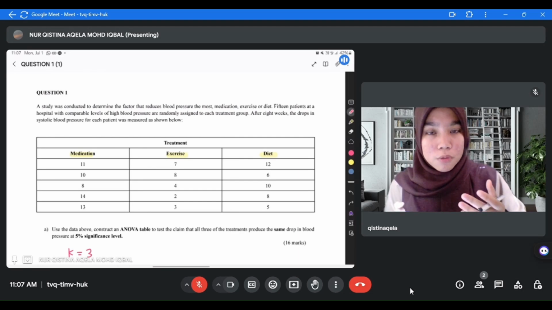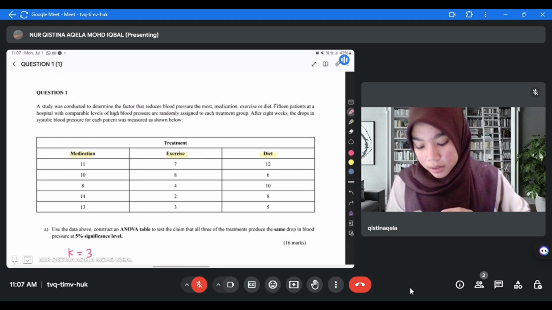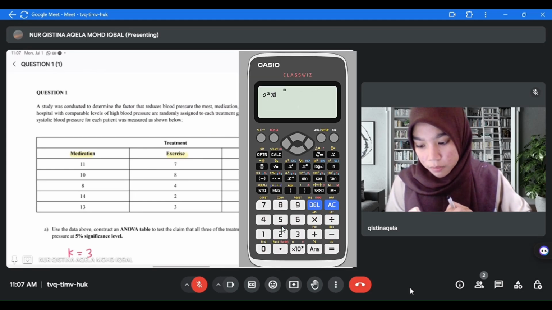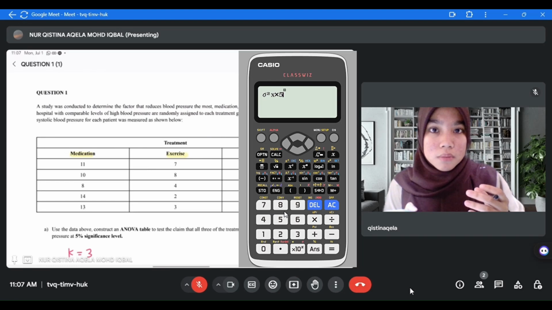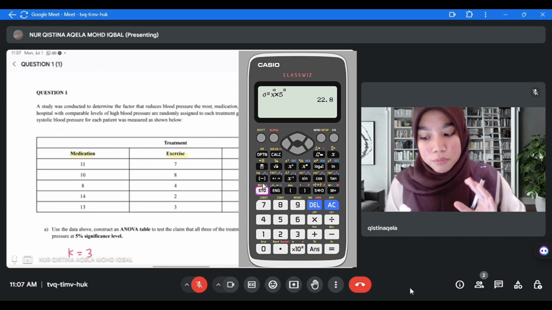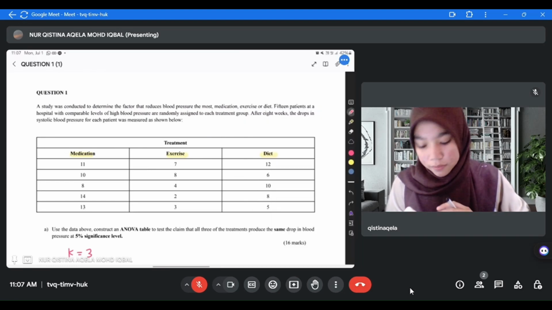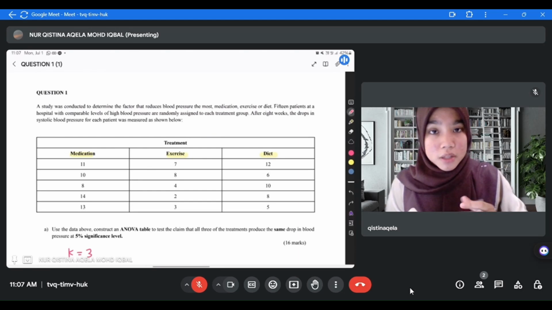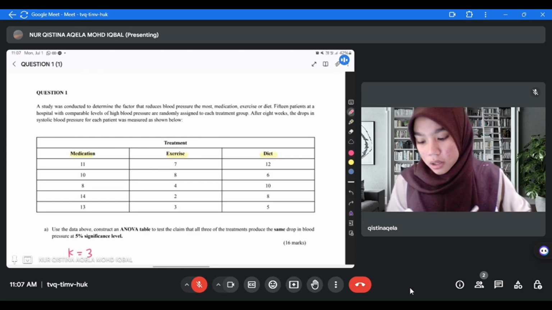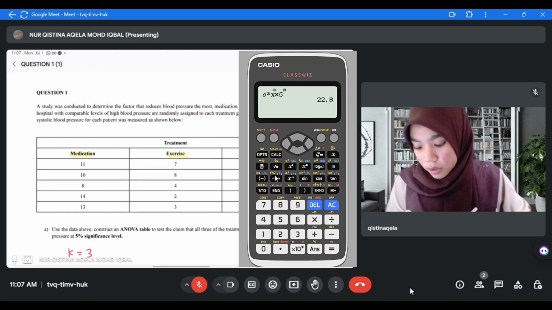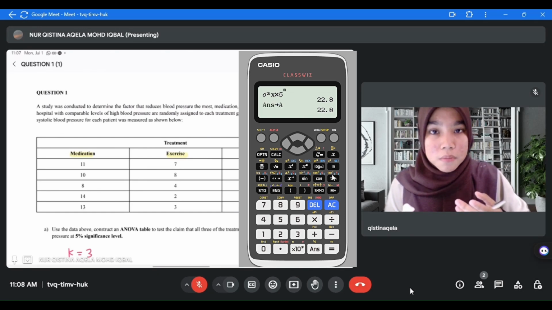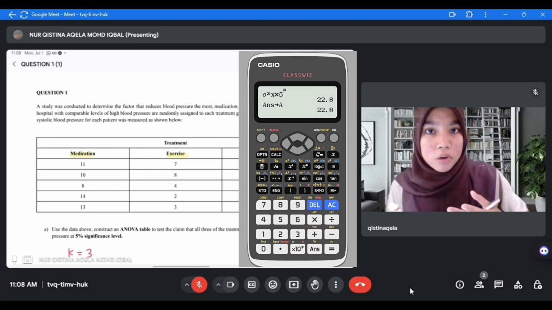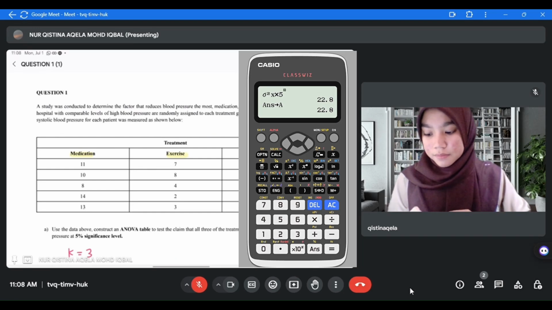Because of ANOVA, we want to compare the variability of the populations. So we take 2, which is variance, and we multiply with 5, which is the rows of the column, which means our N is 5. After that, after we get the value, we must store the value into one variable, for example, A, B, or C. So we store the value into A. After that, repeat the same steps for the other 2 columns, for exercise and diet.